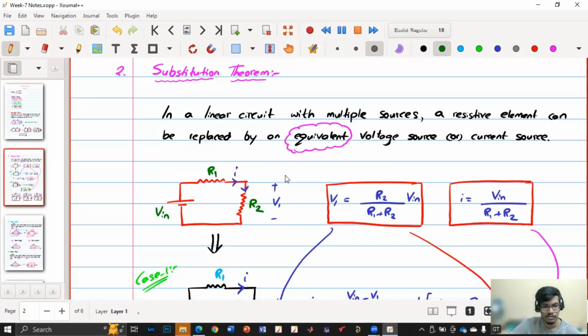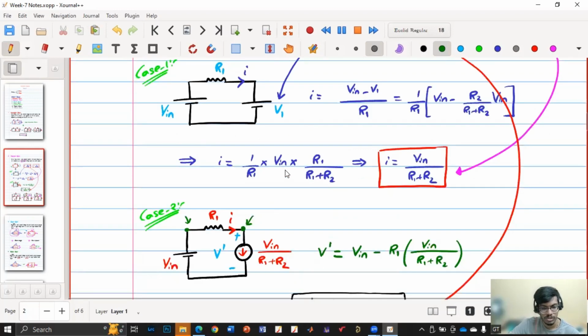Substitution theorem says that in any linear circuit with multiple sources, any resistor element can be replaced by its equivalent voltage source or current source. So first we'll calculate the voltage across that element, and either we replace it with that equivalent voltage source, or the current. And it is also straightforward.